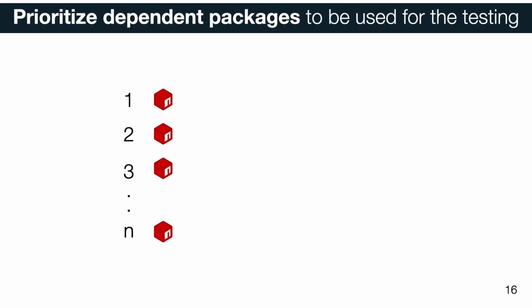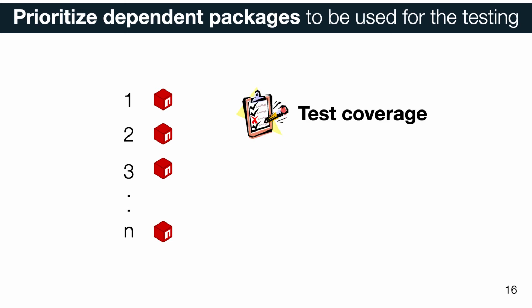Next, we prioritize the dependent packages to be used for the testing. We use for that the test coverage and the NPM rank. The NPM rank is a rank used by the official NPM search engine. This rank depends on many metrics related to quality, maintenance, and popularity.